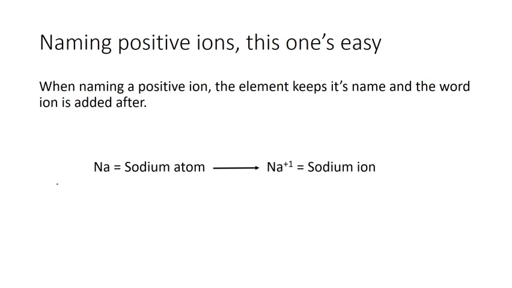Naming a positive ion, pretty easy. Basically, the element keeps its name. The word ion is added at the end. So the example here, we've got a sodium atom, it loses an electron to get that positive charge, and it becomes a sodium ion. Pretty easy.